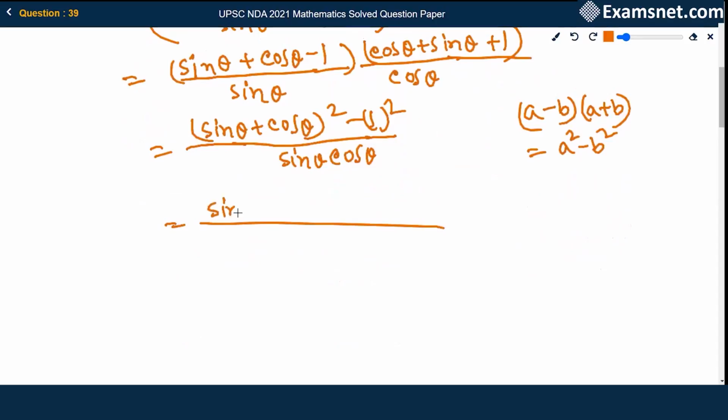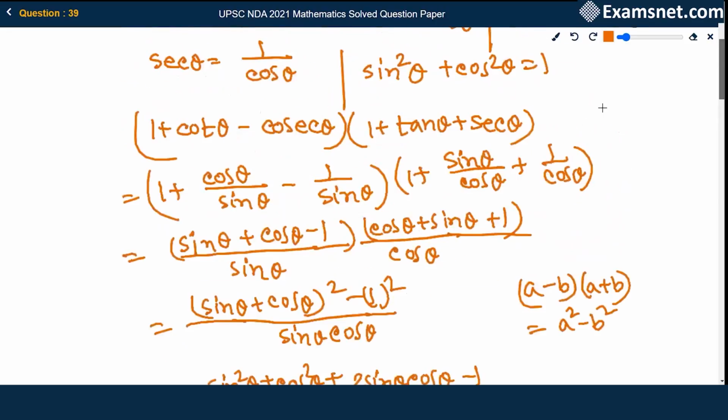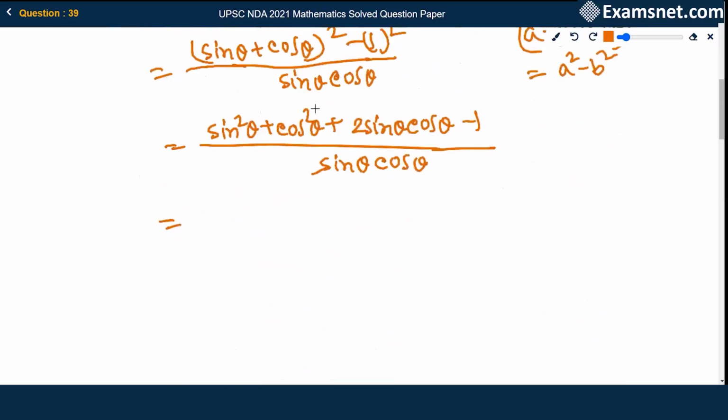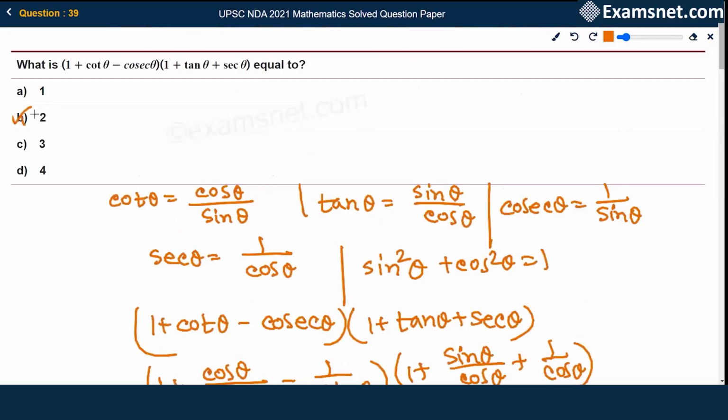We can expand this using the (A + B) whole squared formula. We will get sin squared theta plus cos squared theta plus 2 sin theta cos theta minus 1, over sin theta multiplied by cos theta. Also, we have seen that sin squared theta plus cos squared theta gives the value 1, so this 1 will get cancelled with the minus 1. Here we have 2 sin theta cos theta by sin theta cos theta. These cancel, and we are only left with 2. So here 2 is the answer. Let's check all the options. Yes, option B is the correct one.